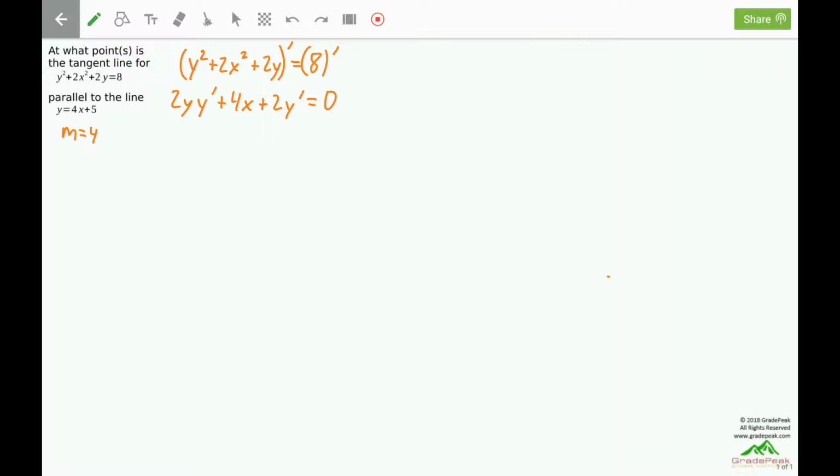We want to solve for y prime here as a function of x and y. So we need to isolate our y prime terms. We have 2 of them. The term that does not have a y prime needs to move to the other side, so let's subtract 4x over to the right side. 2y y prime plus 2y prime equals negative 4x. We can now factor a y prime out, and that'll leave us with 2y plus 2 equals negative 4x. And we can solve for y prime by dividing both sides by the 2y plus 2.